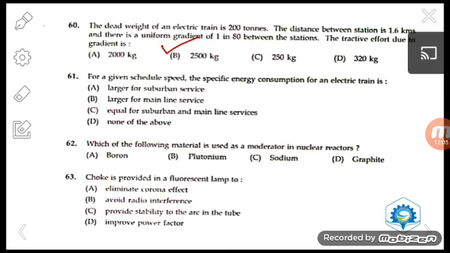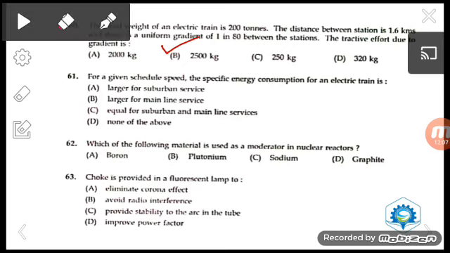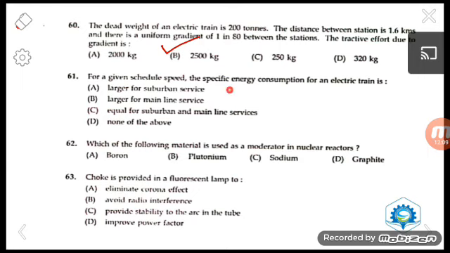Next one is, for a given scheduled speed, the specific energy consumption for an electric train is. So here option A is correct, larger for suburban service. That is, compared to mainline service, the energy consumption is larger for suburban service.